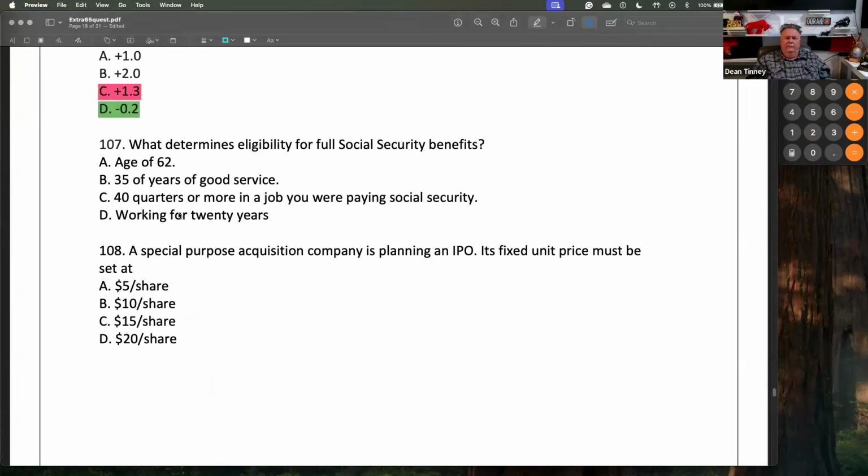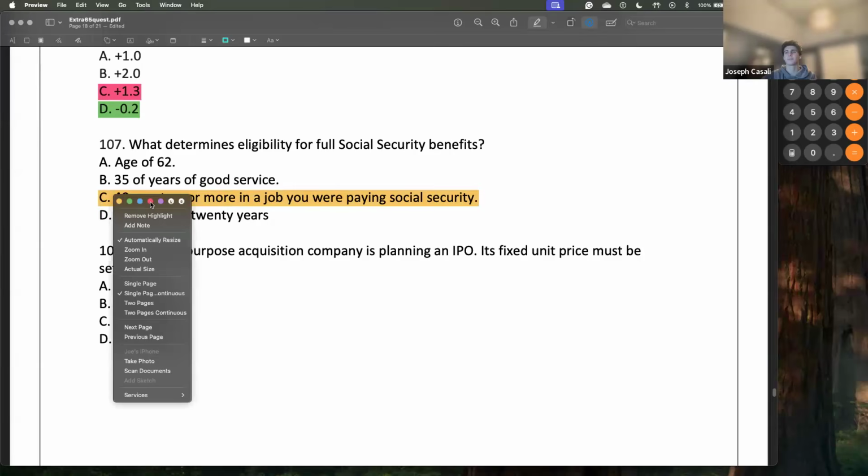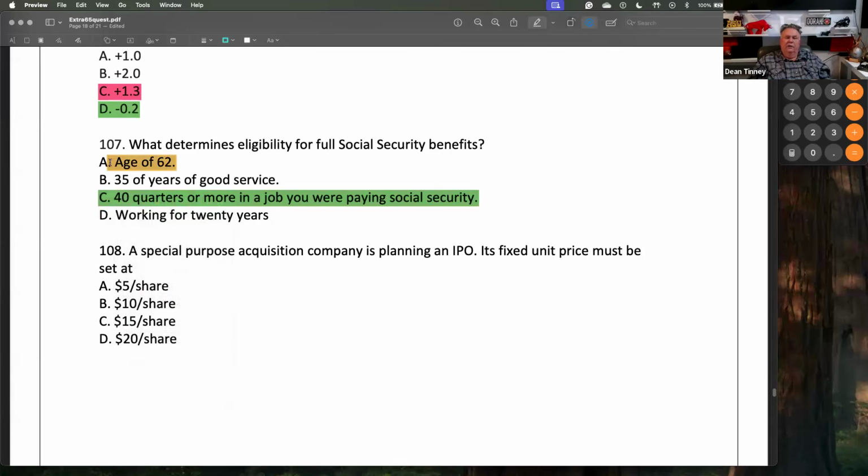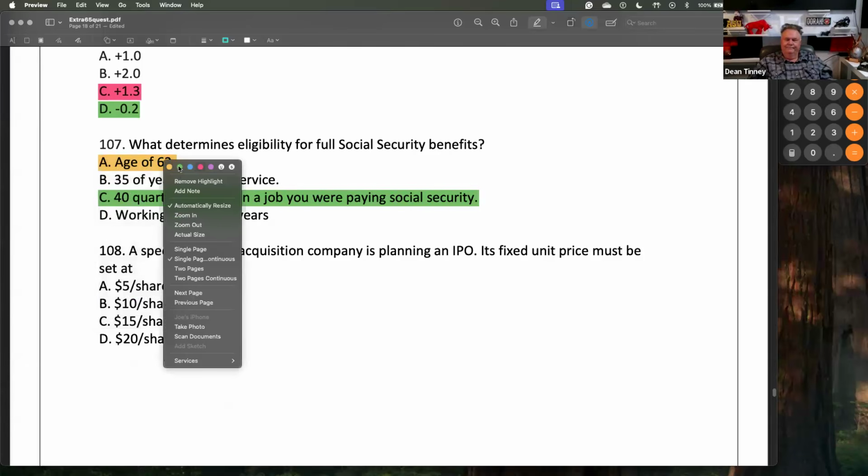What determines eligibility for full Social Security benefits? It's the 40 quarters, not the age of 62. As Brian says, I had a feeling it was that. Yeah, it's 40 quarters. I mean, who cares? 108 is very, very testable. I can't imagine any draw where you're not going to see that.